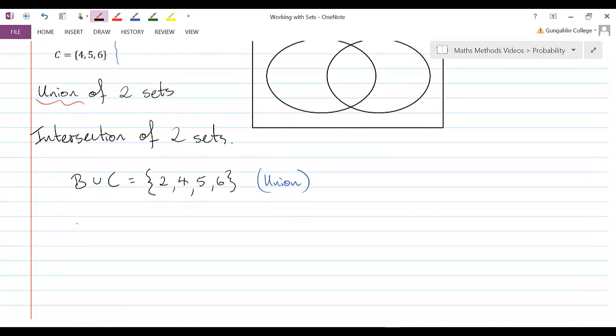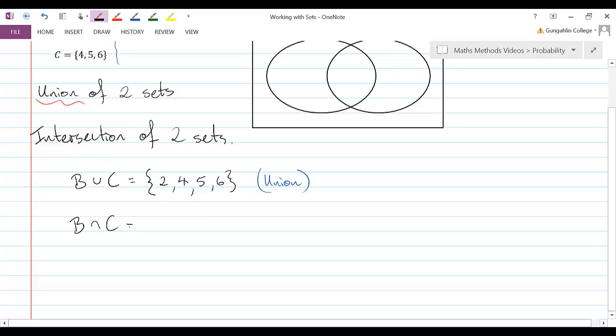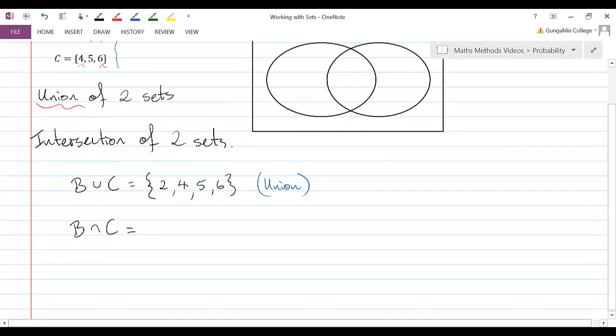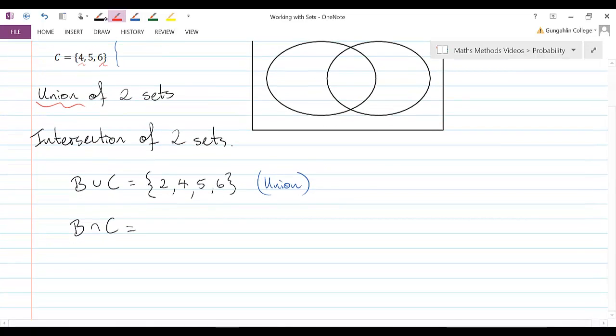When we're talking about the intersection, we write it with this symbol the other way around. The intersection is a way of talking about the set that contains all the elements that are common to both of them. So if we have a look here, both sets have a 4 in them, both sets have a 6 in them. So the intersection of these two sets would be the set 4 and 6.